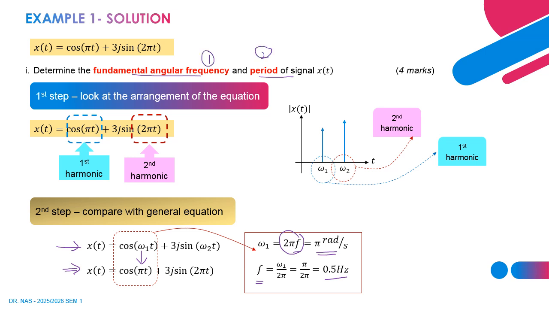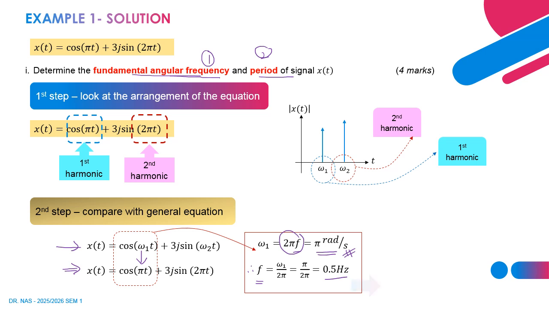So you have solved the first one either in radian per second or in hertz, but the question asks you for the angular frequency, so it is usually in radian per second. But if you provide both answers, also accepted.